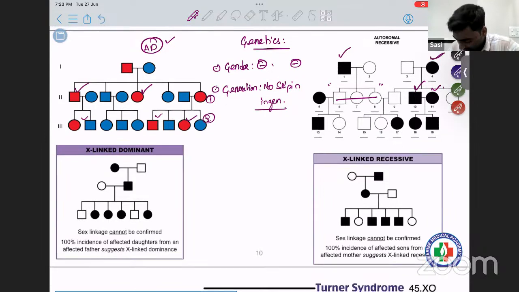We'll move on to the next part, which is X-linked dominant and X-linked recessive. If you see X-linked dominant, you just remember who is dominant. Who is the dominant, male or the female?